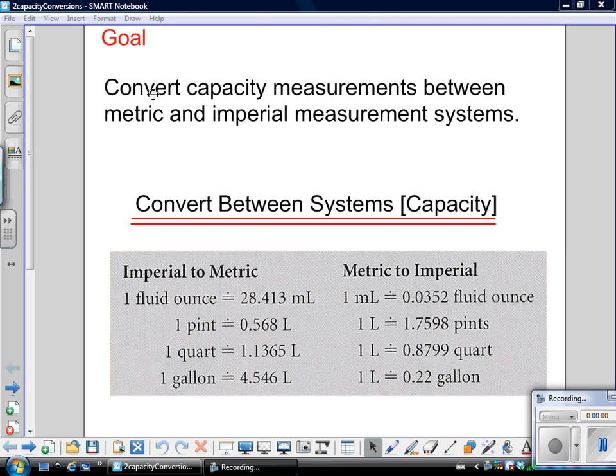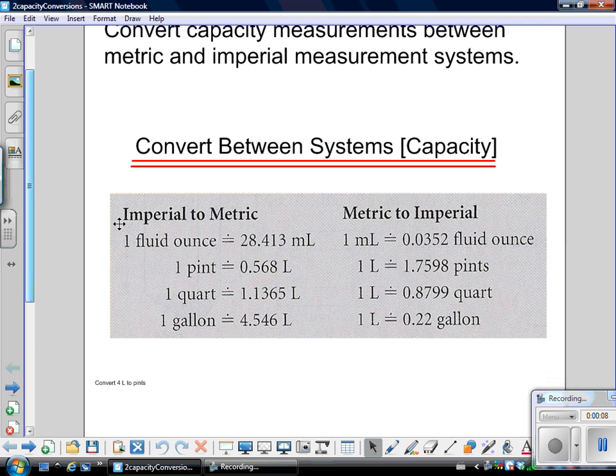Okay, today's mini lesson is converting capacity measurements between metric and imperial measurement systems. Just like linear, we end up having some kind of conversion table. And again, this one is particularly from your textbook. However, there's lots of others out there.